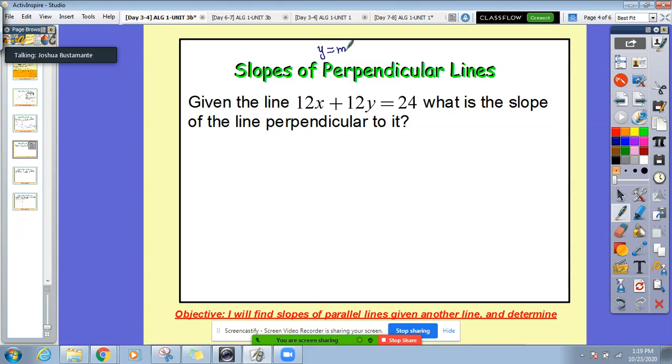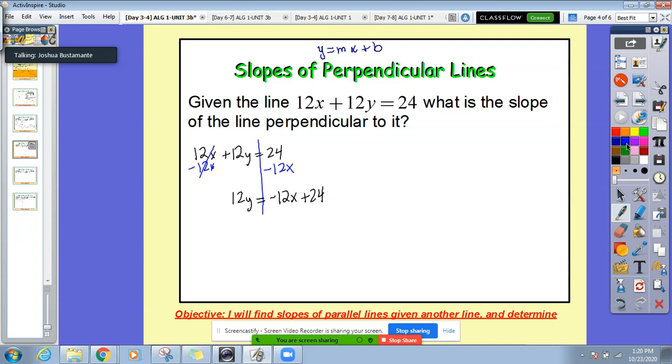If you remember, it needs to be like y equals mx plus b, where y is by itself before we can take the slope. So let's go ahead and solve this for y. We practiced this. So we had 12x plus 12y is equal to 24. If I want to solve for y, we want to start by isolating the variable we want to solve for. So we're going to subtract 12x from both sides. We end up with 12y is equal to negative 12x plus 24.